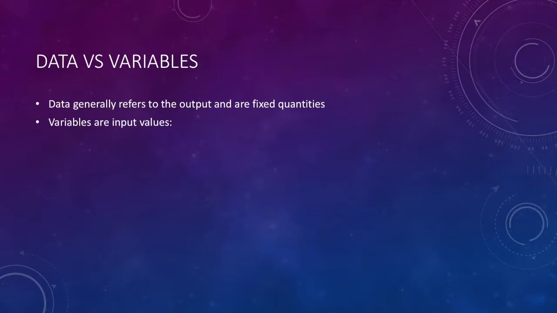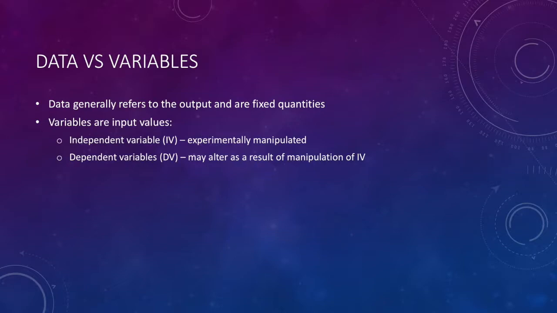When performing an experimental study, we're concerned with two main types of variables. The independent variable, which can be experimentally manipulated, such as the dose of a drug, for example, and the dependent variable, which is the variable we hypothesize will alter as a consequence of our manipulation of the independent variable. For example, the improvement in quality of life.